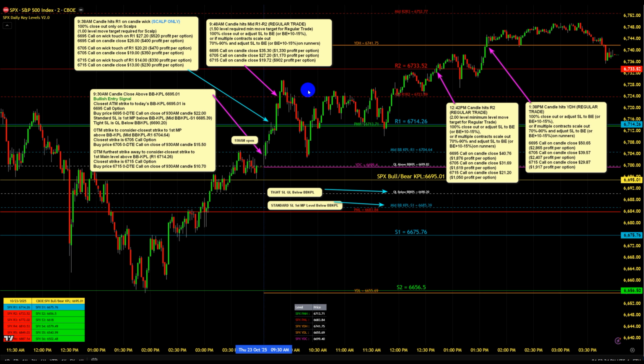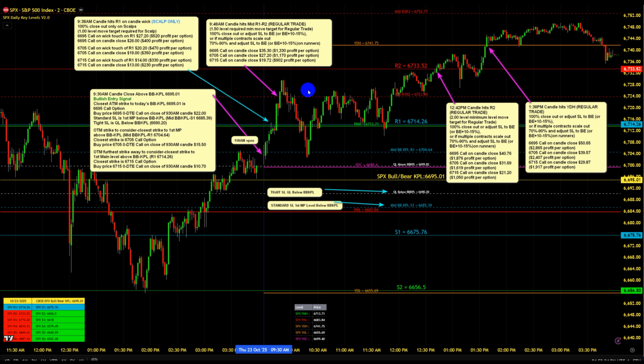Okay, so after you have entered the trade here, you have to decide what type of trade this is going to be. What is your target exit going to be? Specifically, are you scalping on this trade or are you doing a regular trade? With this indicator, it's either you're scalping or you're doing what we call a regular trade. And there's a big difference between the two.